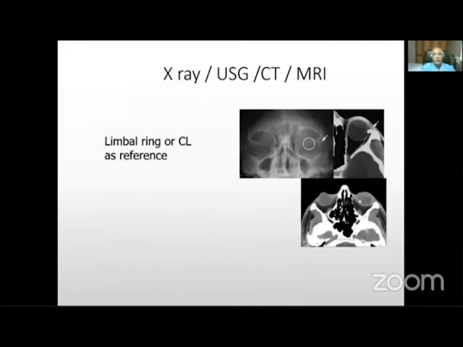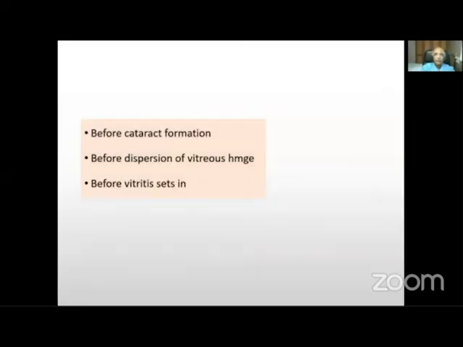The limbal ring or contact lens was being used as a reference to know how far the foreign body is and at what point it is located. CT scan is the gold standard. MRI is also very useful and should be used for wood and plastic, but definitely not for metallic foreign bodies.